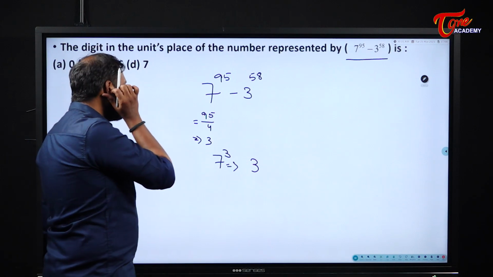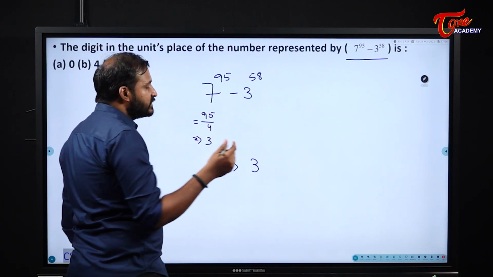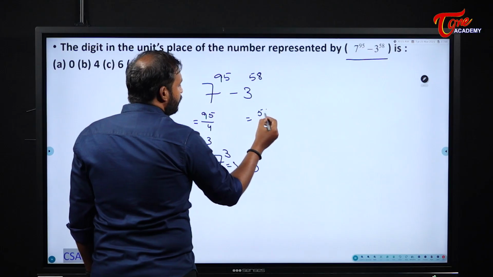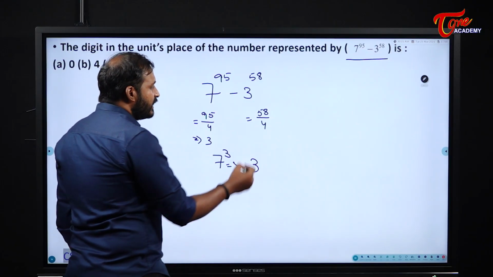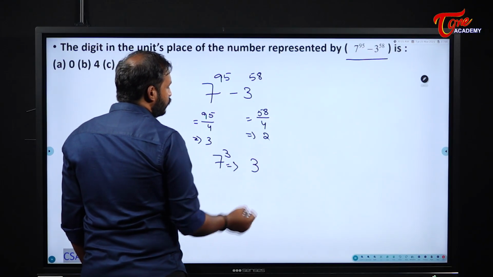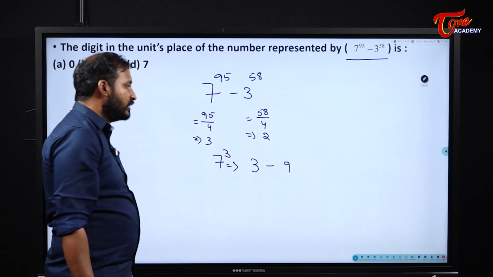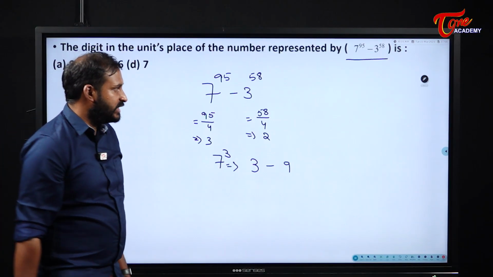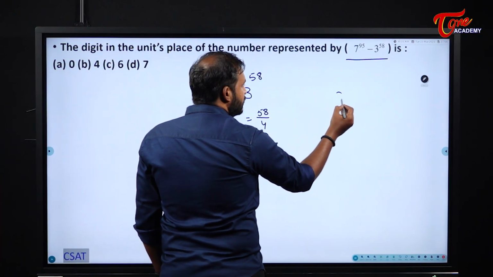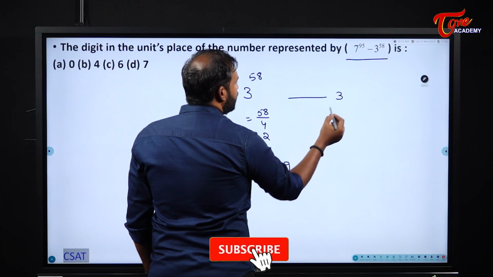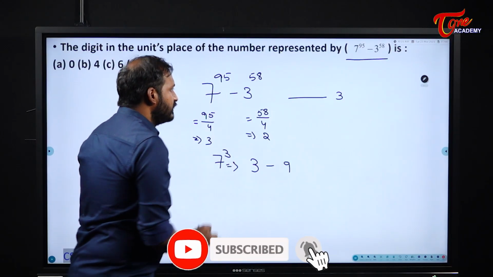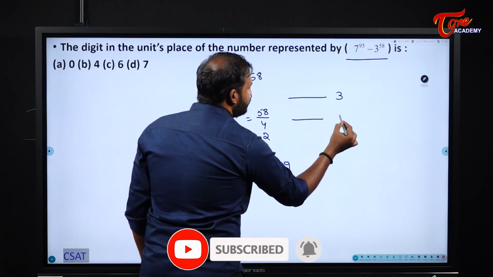Now come to 3 to the power of 58. For 3 also we have 4 chances. So 58 by 4. What is the remainder you are going to get here? 2. So 3 square is what? 9. So unit digit will become what? 9. So 3 minus 9 I have. See here students, 3 minus 9 in the sense, something will be there here and it ends with 3, the first one. And something will be there and it ends with 9.